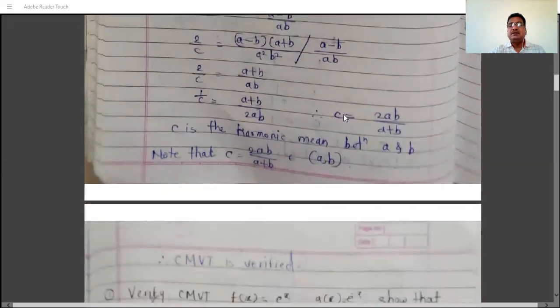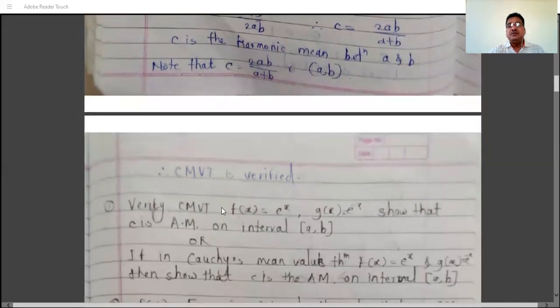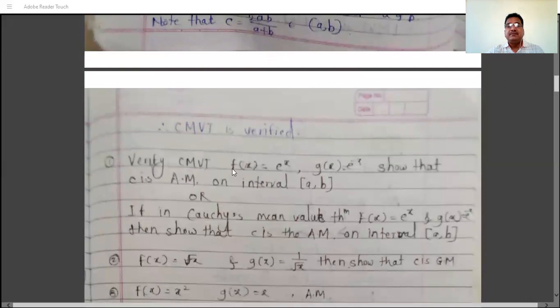Therefore, we have c equal to 2 times ab divided by a plus b, which means c is the harmonic mean between a and b. And note that this c, 2 times ab divided by a plus b, belongs to the open interval (a, b), and therefore we say Cauchy's mean value theorem is verified.